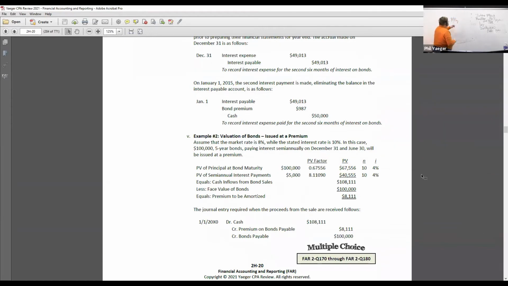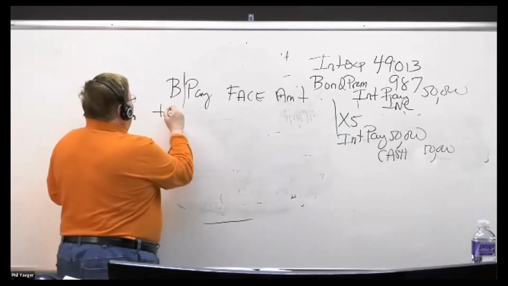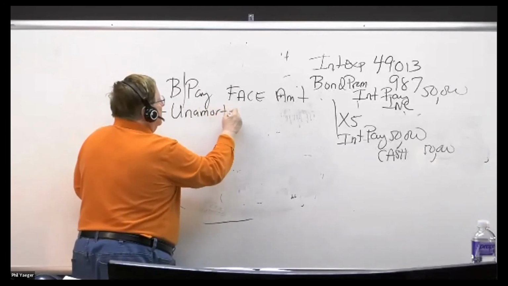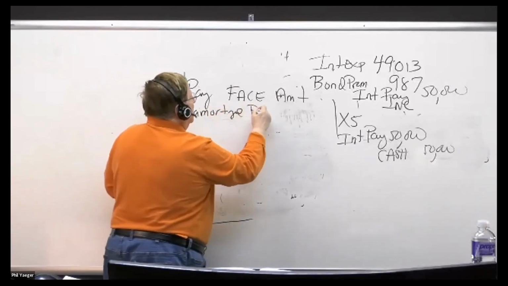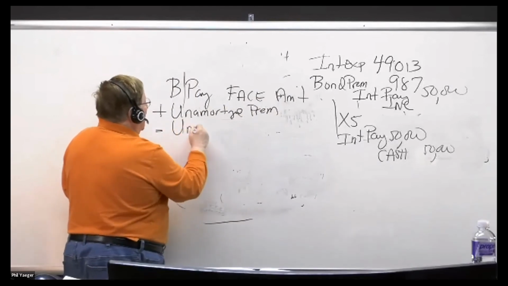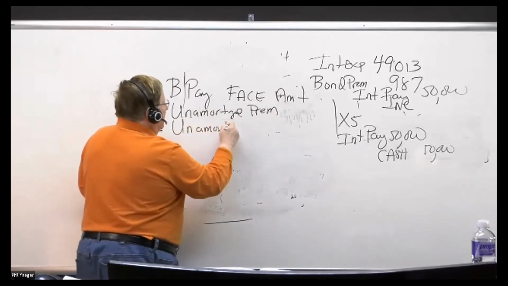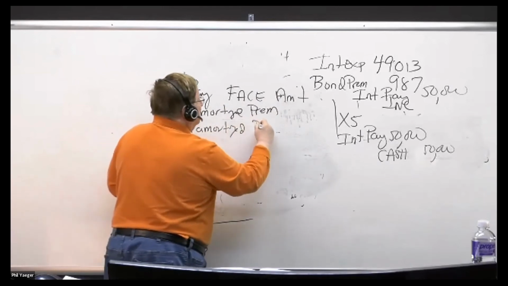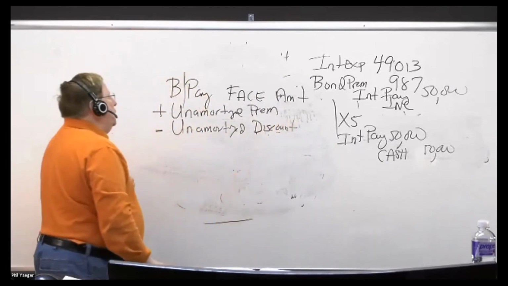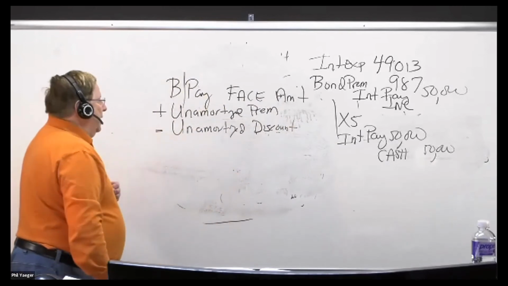Bonds payable would be at the face amount. Now, also, you will add to that unamortized premium, or if it's a discount, you subtract unamortized discount. Now, this used to be the carrying value of the bonds.